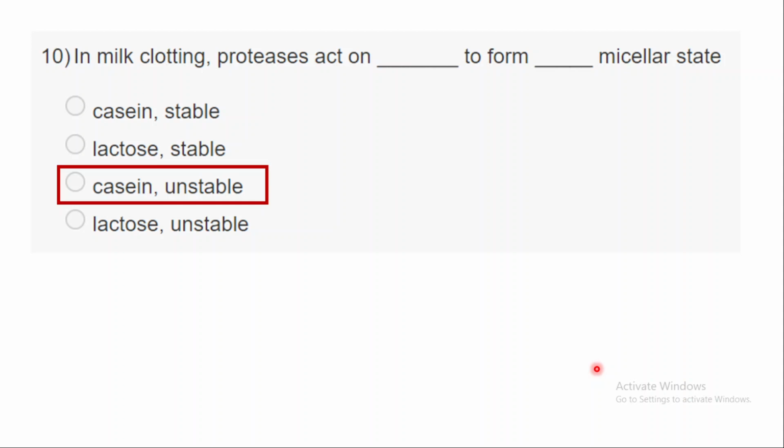So if we add sugar in the milk, then we have sucrose. But in original milk, we have casein. Well, there might be some lactose molecules. I do not know, but casein is the main protein involved in the milk clotting process at least. And proteases act on this casein protein to create an unstable form of micellar state, which then precipitates the protein out of the milk.